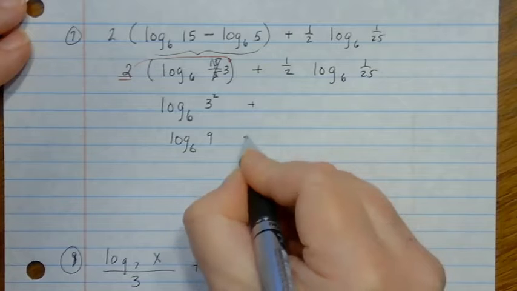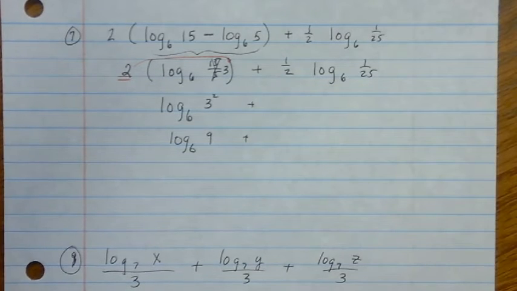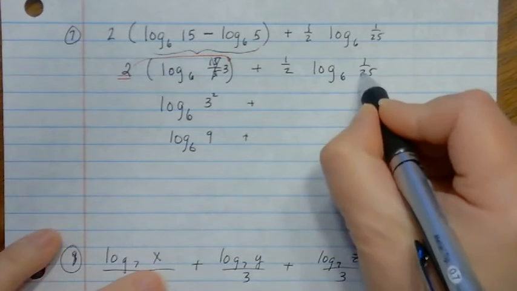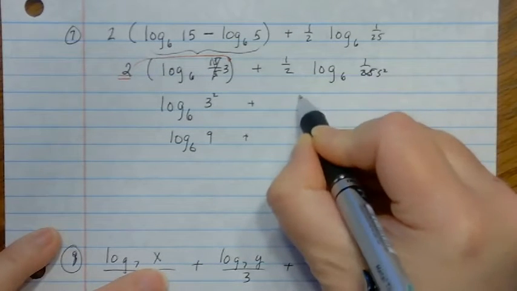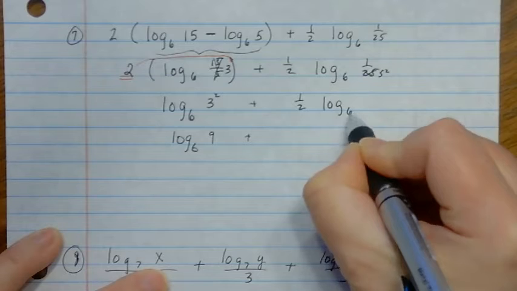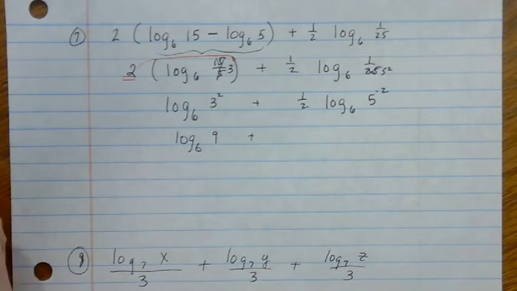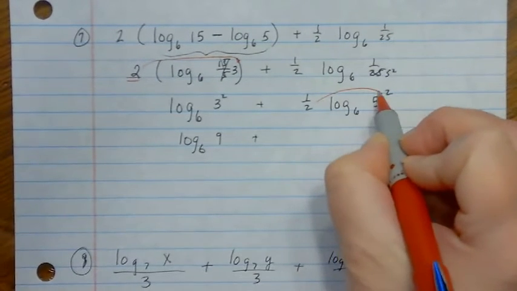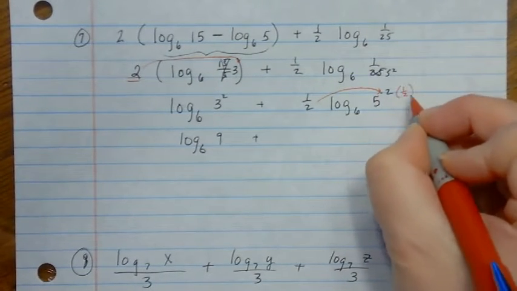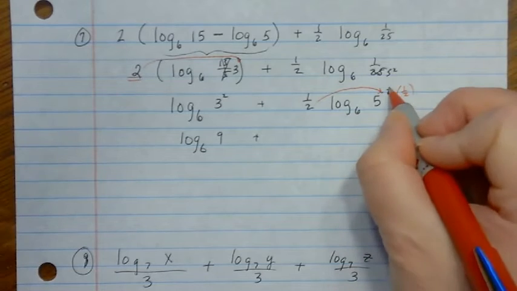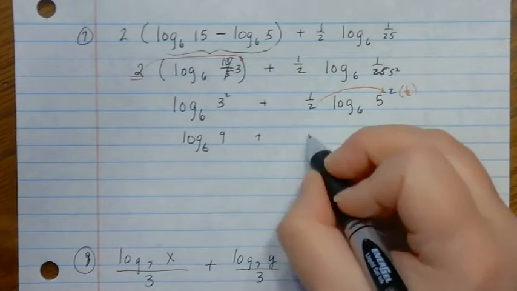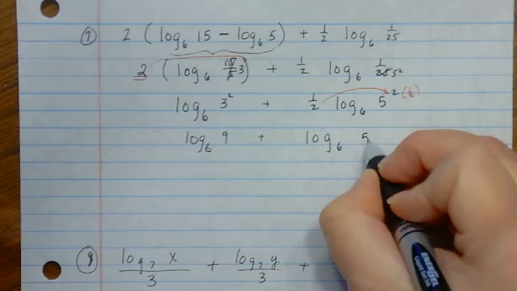Now I'm ready to work with this part. The 1 over 25, I think I'll go ahead and change that and make that 5 to the negative 2 power, because 25 is 5 squared. So I'm going to make this 1/2 log base 6 of 5 to the negative 2. And now I'm going to take my exponent and move it up here and multiply it times what's already there. So I have negative 2 times 1/2, which just becomes negative 1. So I have log base 6 of 5 to the negative 1.